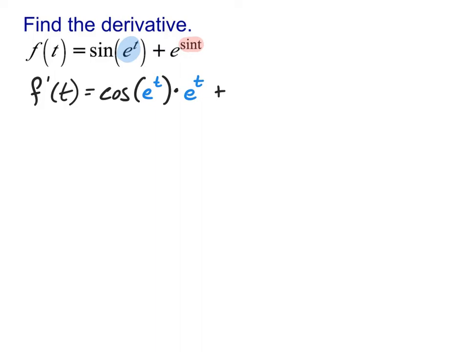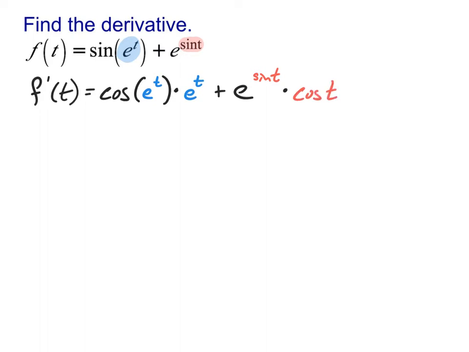We've got to do chain rule again. So we're going to do the derivative of e to the power of sine of t. Well, the derivative of e to the power of anything, of course, is just itself, so it's going to be e to the sine t. The difference is that we're not done here, because it's not e to the t, it's e to the sine of t. So I still have to multiply it by the derivative of that sine of t. And the derivative of sine of t, of course, is cosine of t.